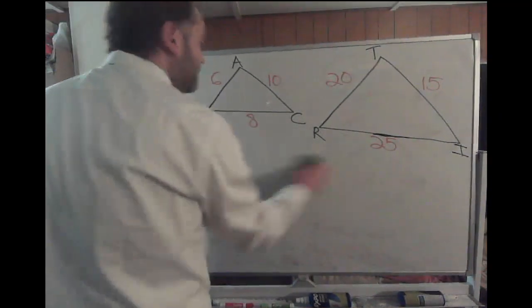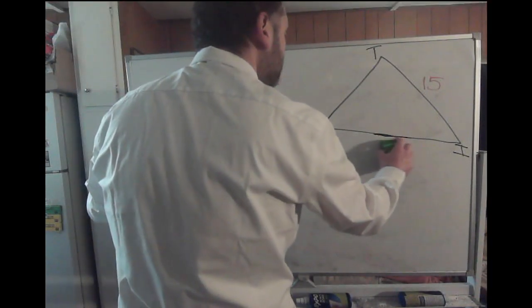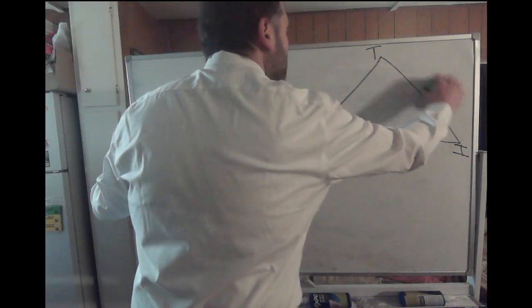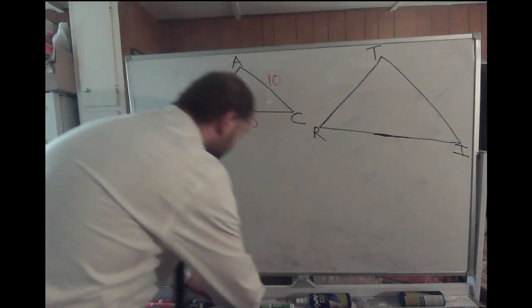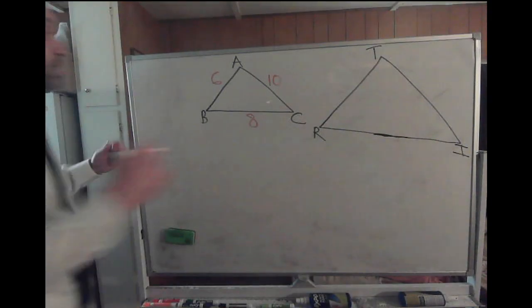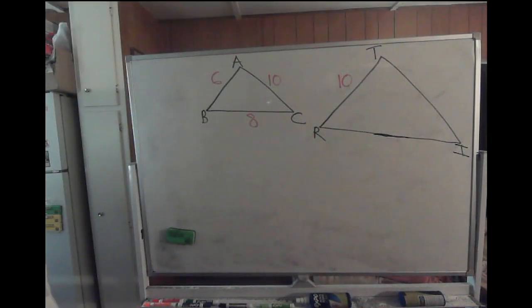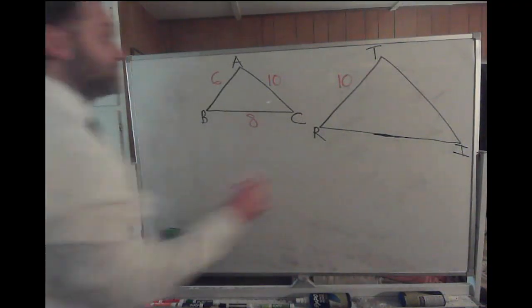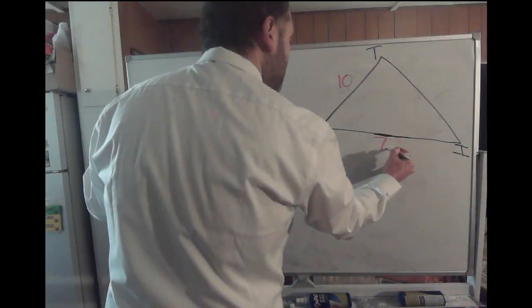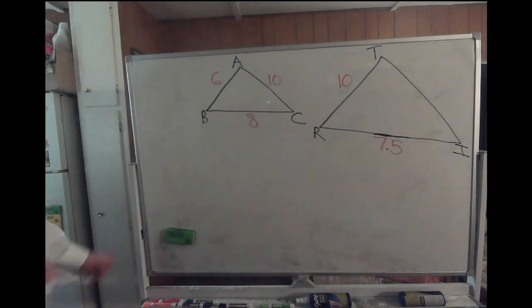And that leaves one more exercise. All right, what's side TR this time? 10. Side RI has length of 7.5. This is going to be interesting. And then side TI has length of 12.5.